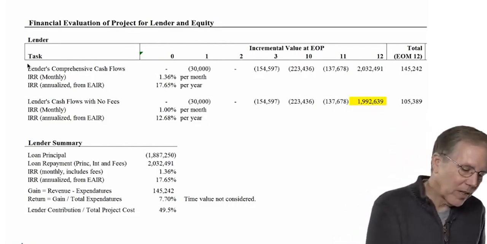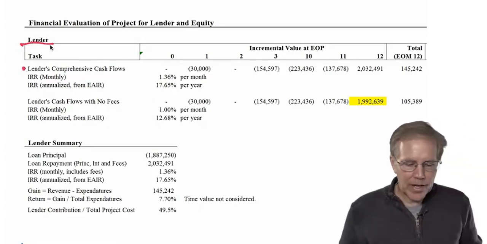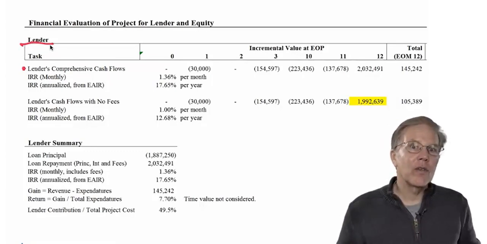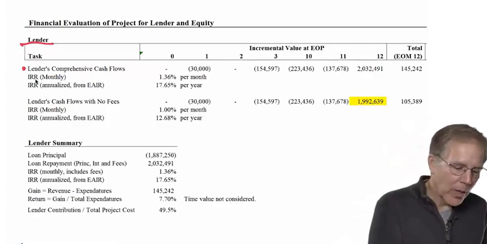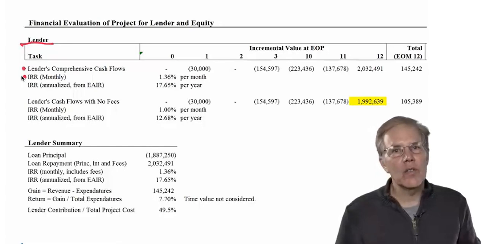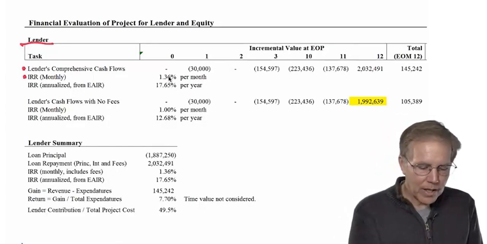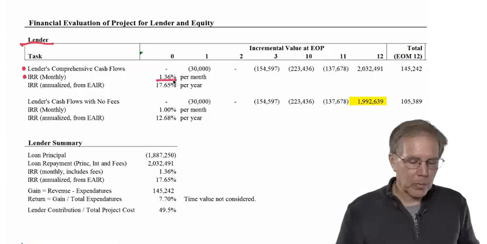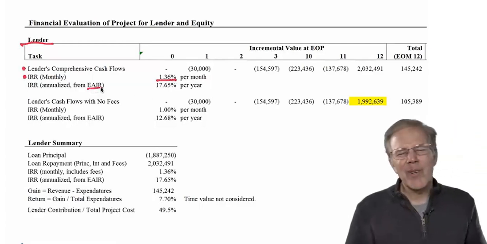Okay, so we start with the comprehensive cash flows. We're working with the lender right now, and we want to use our time value of money discounted cash flow evaluation method, which for the lender is always going to be IRR. That's the way lenders usually view these projects. Okay, so we get for the lender a monthly IRR of 1.36%, and we use our EAIR formula.